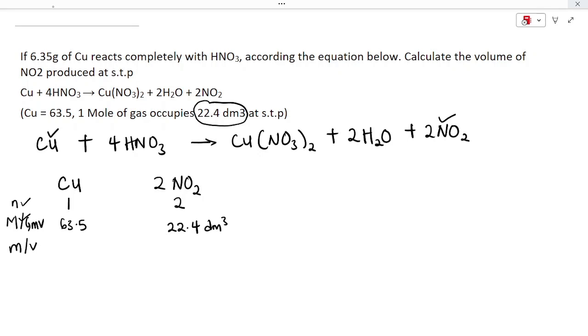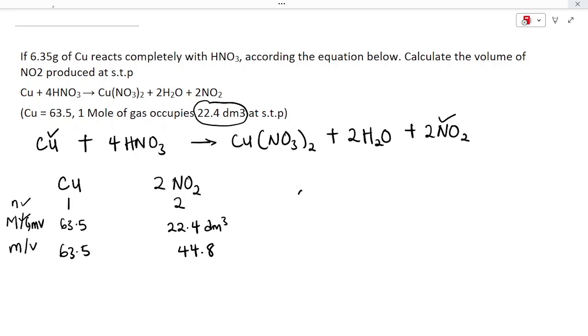Again, it is because this is at STP, but there may be questions where you have the volume at RTP, which is practically room temperature. And in such cases, most times it is 24 dm cube. So always check a question, check the conditions, and most times again, the volume at such conditions will always be specified. So now the mass of copper, number of moles, which is 1 times 63.5, we have 63.5. And then for the volume of nitrogen(IV) oxide, 2 times 22.4 gives us 44.8. So that is always the first step of calculating any question. You extract what you have from the chemical equation.